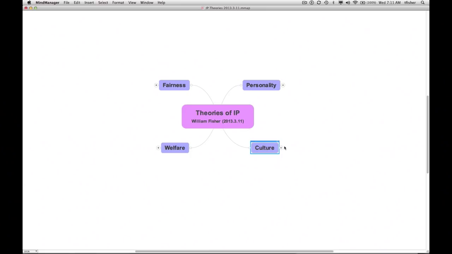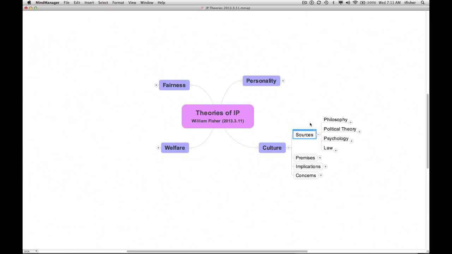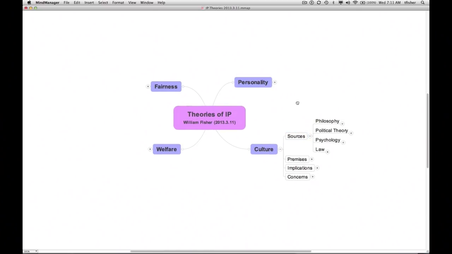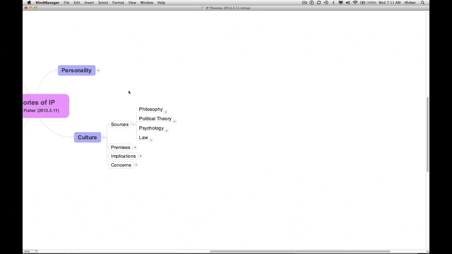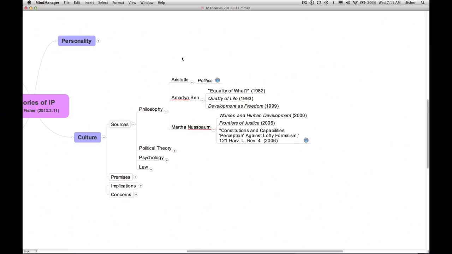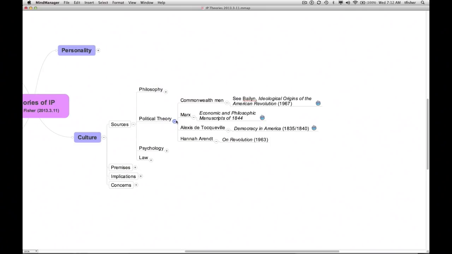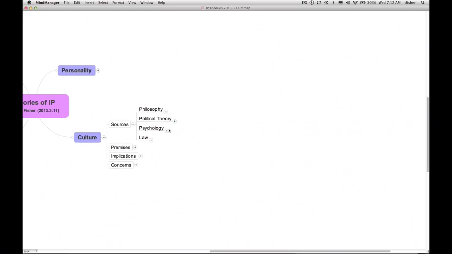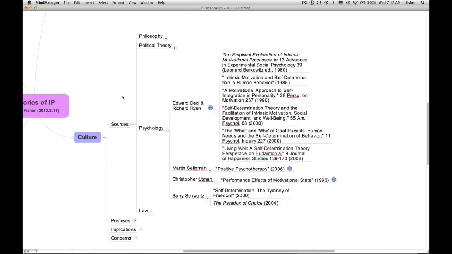Who, then, are the people who have contributed to the cultural theory? They are surely not limited to law. Indeed, most of the inspiration for this approach comes from outside law. In philosophy, it has deep roots in the work of Aristotle and more modern expression in the arguments of Amartya Sen and Martha Nussbaum. In political theory, roots can be found in the writings of the 18th century Commonwealth men, such as Trenchard and Gordon in England, the early Karl Marx, Alexis de Tocqueville, Hannah Arendt, and modern communitarian theorists. Recently, the work of several social psychologists, including Edward Deci, Richard Ryan, Martin Seligman, and Christopher Peterson, have lent substantial support to this perspective.